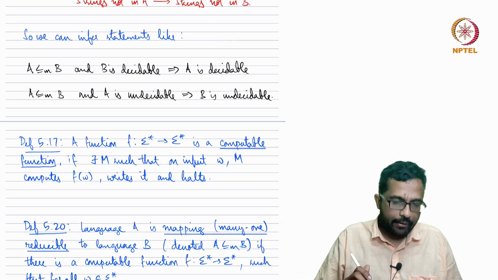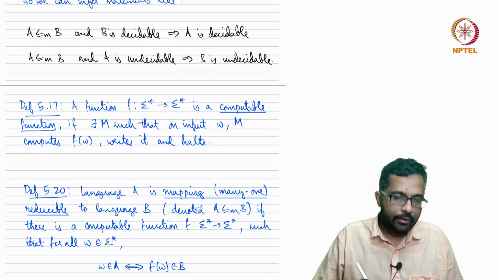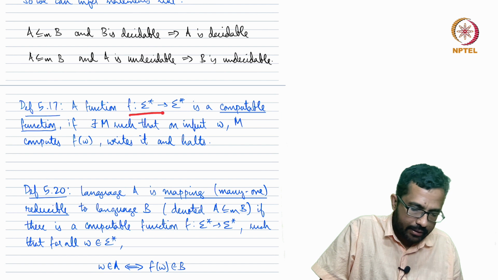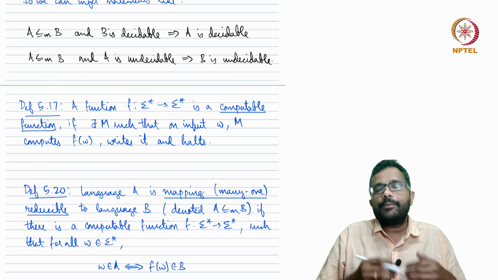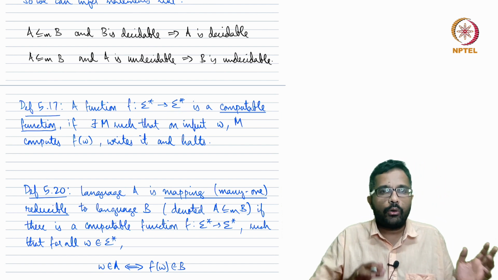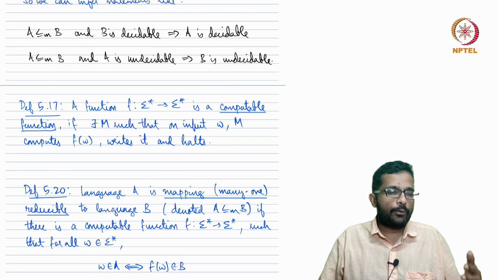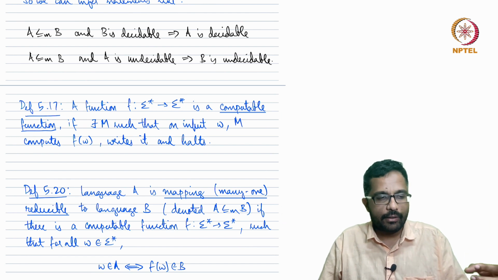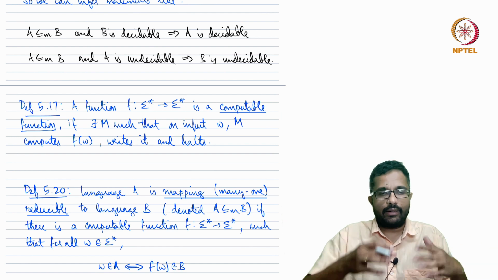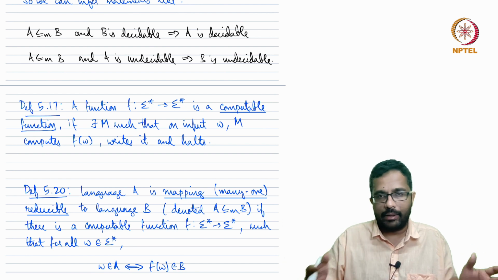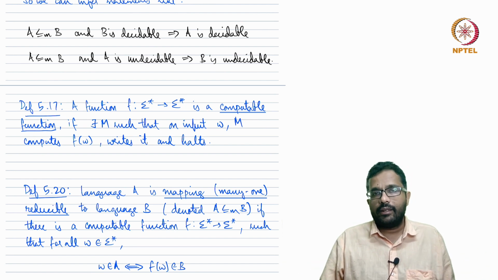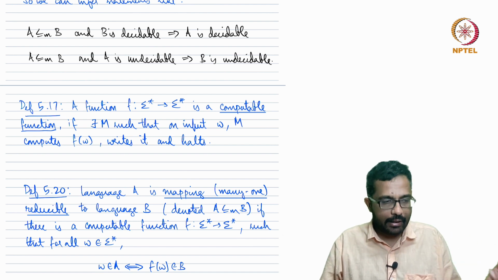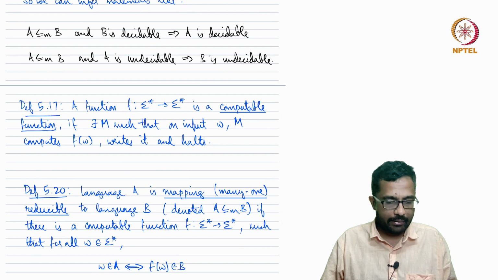So now let us formally define what is a reduction. Before that we need to define what is a computable function. A computable function is a function from sigma star to sigma star such that it can be computed by a Turing machine. What do I mean by computed by a Turing machine? Suppose the Turing machine gets w as input, it is able to compute f of w and it halts. So it writes f of w on the tape and stops. This is what I mean by a Turing machine computing a function. So a function is computable if it can be computed by a Turing machine.